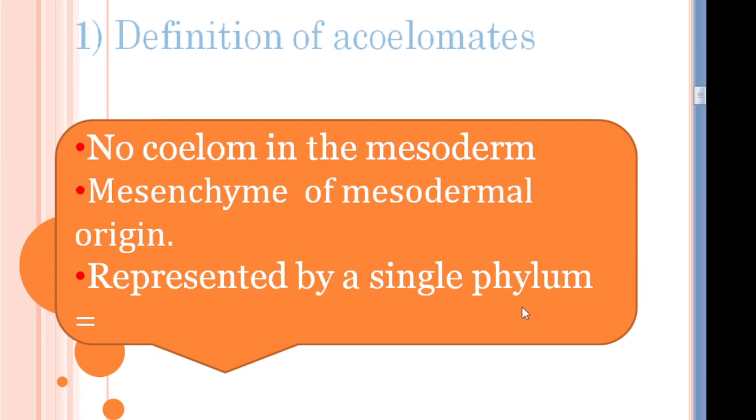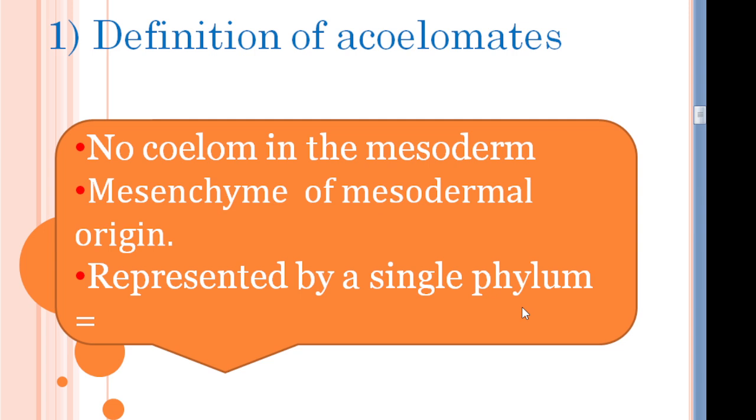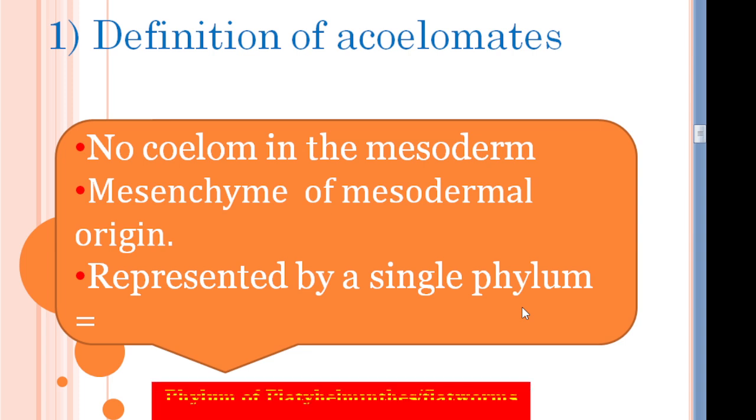So the acoelomates are tridermics, so automatically they are metazoans. They contain three embryonic layers, but in the mesoderm there is no coelom, no void, no cavity. This space is occupied by what we call mesenchyme, and the mesenchyme is of mesodermal origin. The acoelomates are represented by a single phylum called phylum of platyhelminths or flatworms.